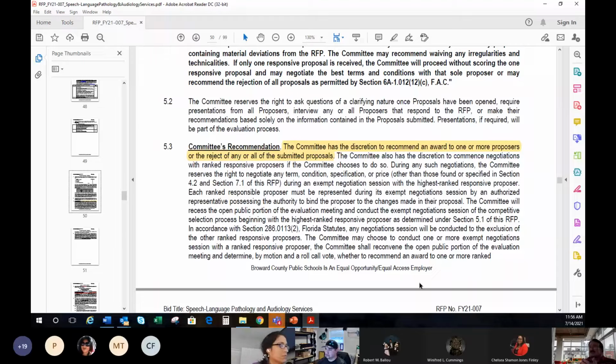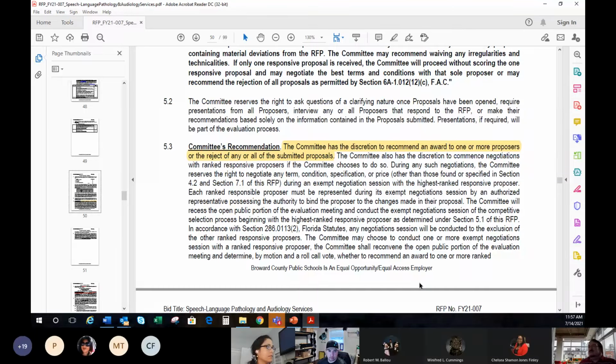I think I said this before. Negotiate any term, conditions, specification, or price other than those found and specified in section 4.2 and section 7.1 of this RFP. Section 4.2 was the minimum eligibility, and section 7.1 was the liability section of the RFP.